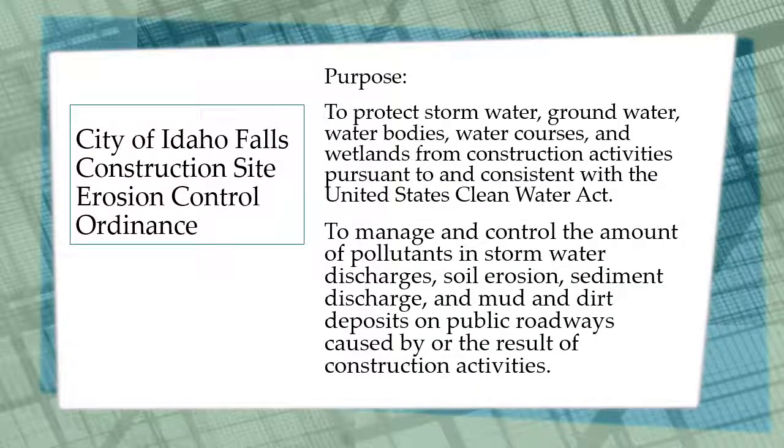The purpose of the City of Idaho Falls erosion control ordinance is to protect stormwater, groundwater, water bodies, water courses, and wetlands from construction activities pursuant to and consistent with the United States Clean Water Act. Their goal is to manage and control the amount of pollutants in stormwater discharges, soil erosion, sediment discharges, mud and dirt deposits on public roads caused by or the result of construction activities.